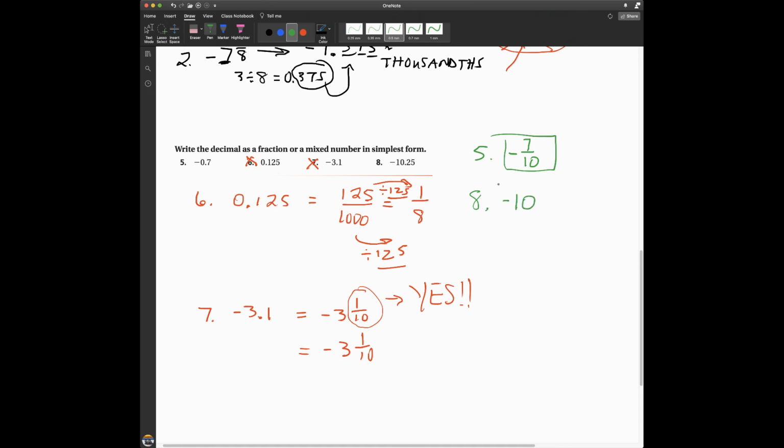-10, and I'll just work this one out a little bit. So this would be 25 hundredths, and I can simplify this part of it. So it becomes -10, and it should be 1/4. And you're good to go. This is in simplest form.